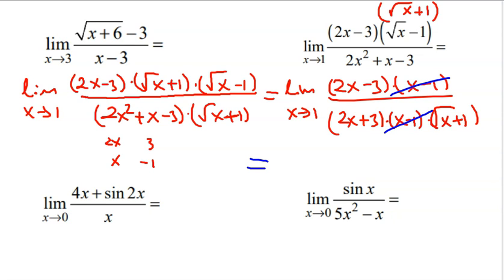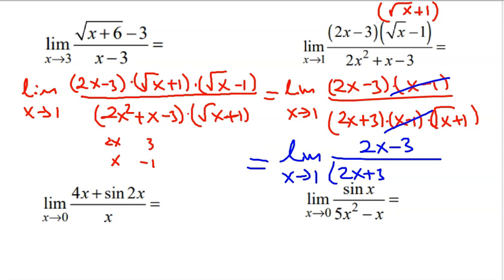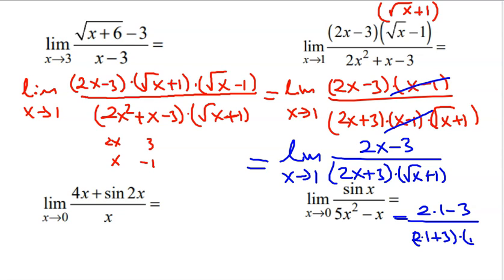can simplify. So we got limit x approaches 1, 2x minus 3 on top, and then 2x plus 3 at the bottom times square root of x plus 1. So now we can apply the direct substitution. So let's do that. We get 2 times 1 minus 3 over 2 times 1 plus 3 times square root of 1 plus 1. And the top will be just negative 1 over bottom will be 5 times 2, and then we get just negative 1 over 10 as the value of this limit as x approaches 1.